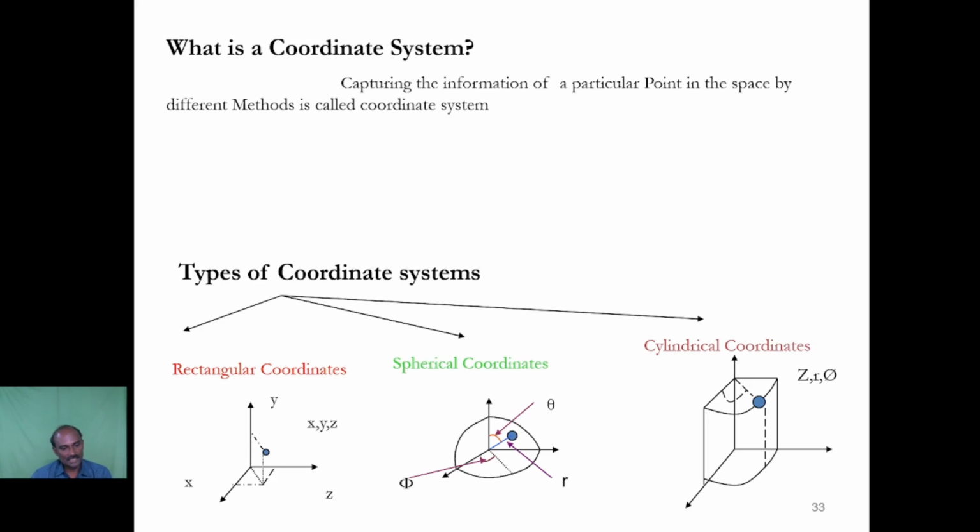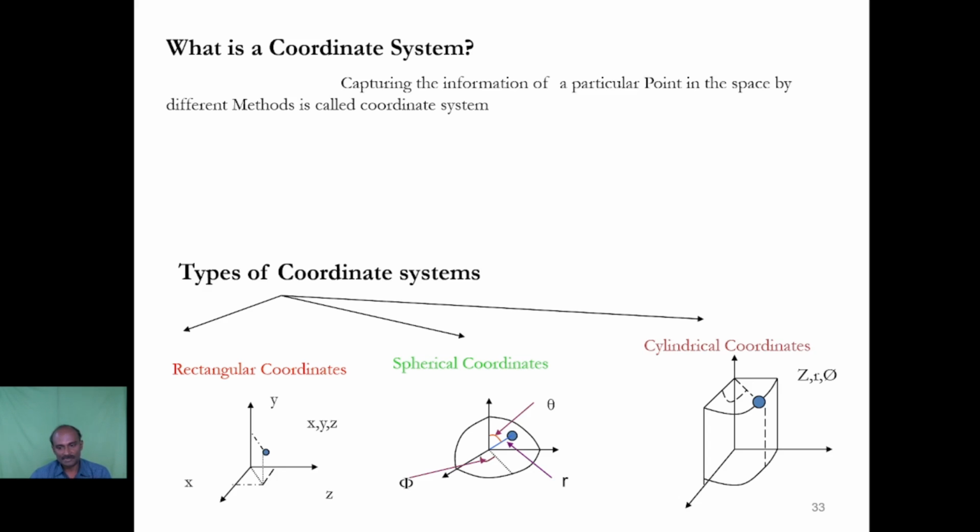Rectangular coordinates are x, y, z. The three coordinates are perpendicular to each other. x, y, z are length coordinates. In spherical, we have the coordinates r, theta, and phi. Here, r is the only length coordinate. The other two, theta and phi, are angular coordinates. So one length coordinate and two angular coordinates, theta and phi.